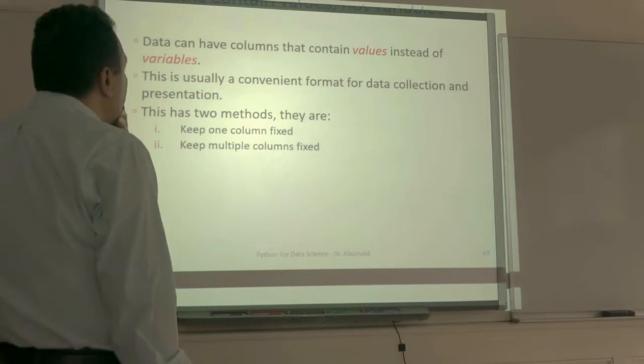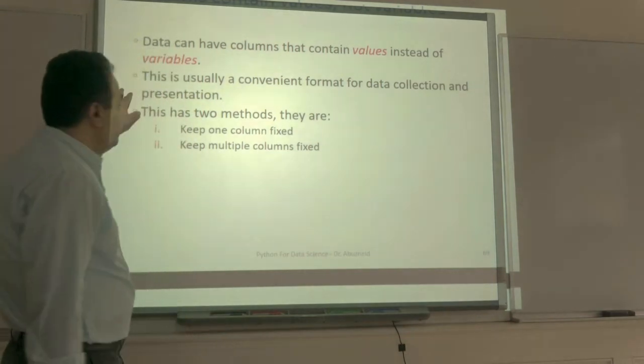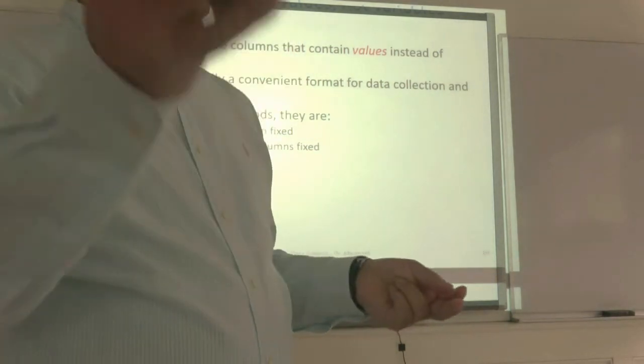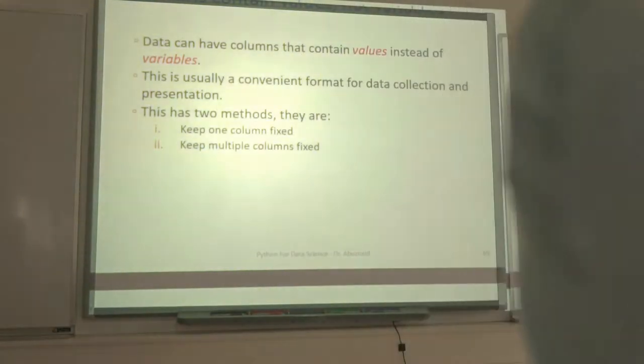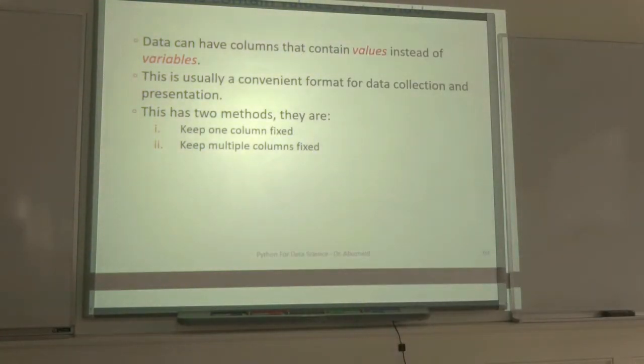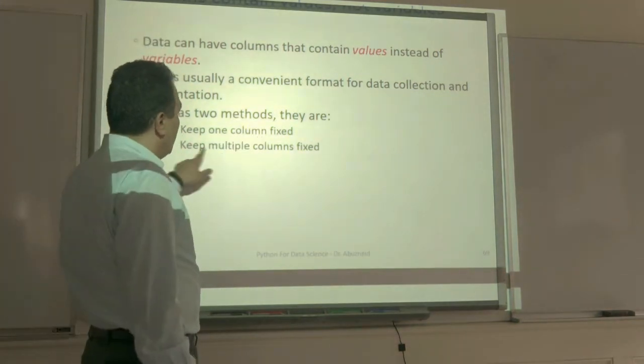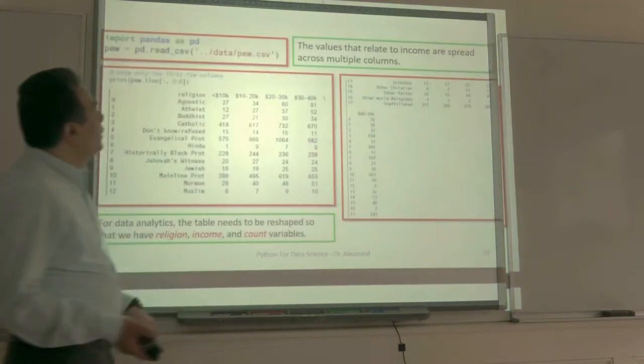It is usually a convenient format for data collection and presentation. When you collect the data, it's very easy to make many columns that contain values, not variables. It's easy to collect the data. But when you try to use the data set for a statistical operation, it will work, but it makes it more complex. So how can we fix that? There are two methods: keep one column fixed, or keep multiple columns fixed. Let's take a look here.